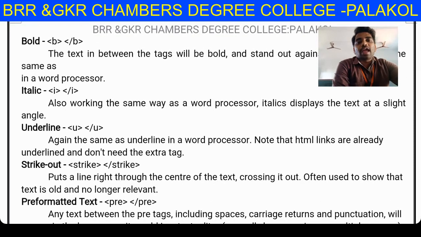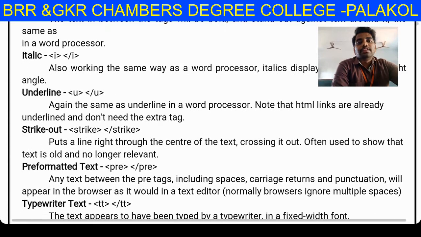Underline. Angle bracket open U angle bracket close. Razu, the text is Razu, angle bracket open slash U angle bracket close. Again, the same as underline in a word processor, the text between the tags is underlined. Strike out puts a line right through the center of the text, crossing it out. After using it, it shows that the text is old and no longer relevant.